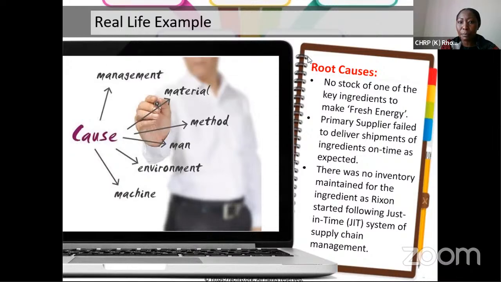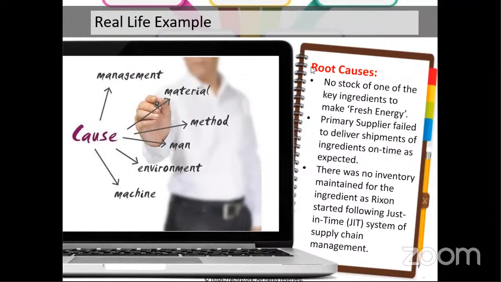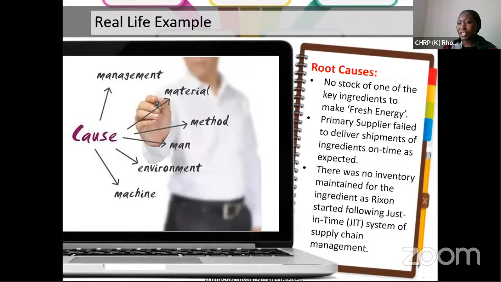And we'll see how we link both. Of course, they're closely linked. So there was no stock of one of the key ingredients to make Fresh Energy. The primary supplier failed to deliver the shipment of the ingredients on time as expected. Why did he fail? There was no inventory maintained for the ingredients, because they started following a just-in-time system of the supply chain method.